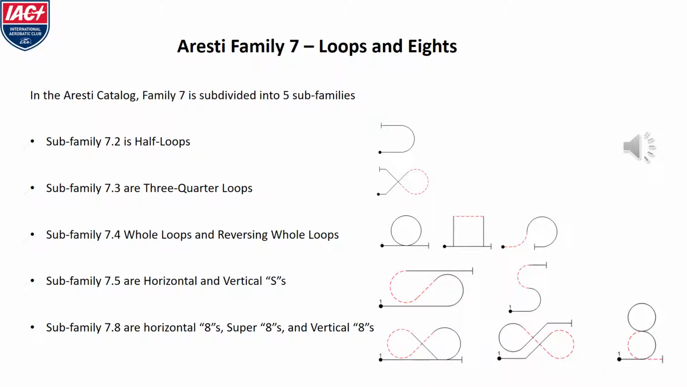Aresti family 7 is divided into 5 subfamilies shown here. 7.2 is half loops. 7.3 are 3/4 loops. 7.4 are whole loops and reversing whole loops, including square loops. 7.5 are horizontal and vertical S's. 7.8 are horizontal 8s, super 8s, and vertical 8s.